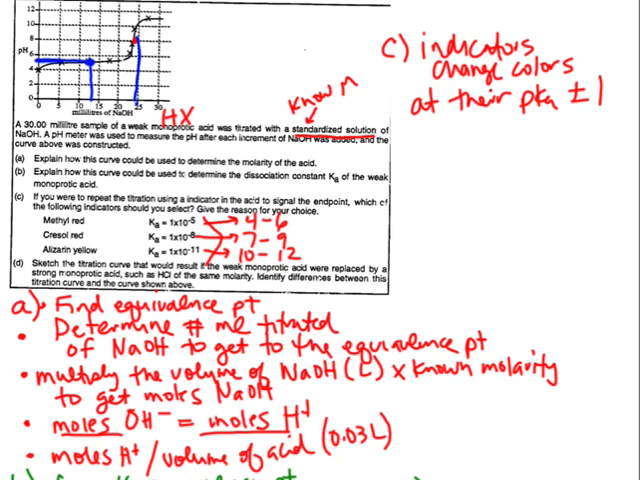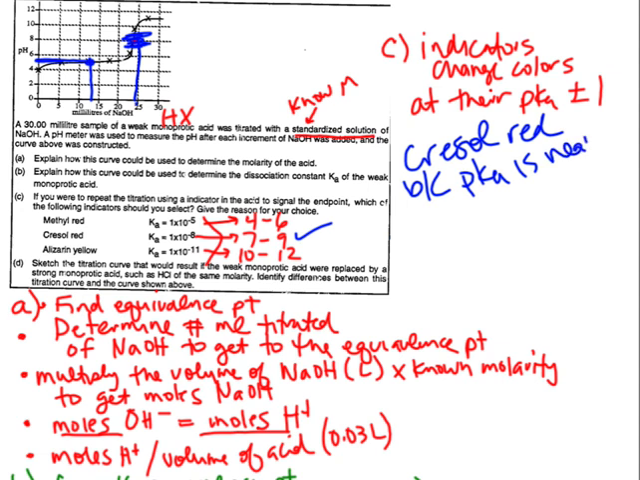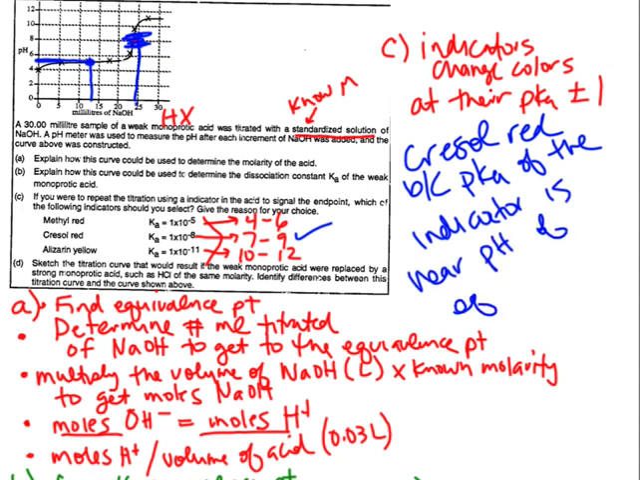Well, when do we want the color change to happen? Well, we want the color change to happen somewhere in here, right? Because that's our equivalence point. So somewhere in the ballpark of 8 would be great if this would change color then. And which one is best for that? Heck yeah, cresol red, because the pKa of the indicator is near the pH of the equivalence point.